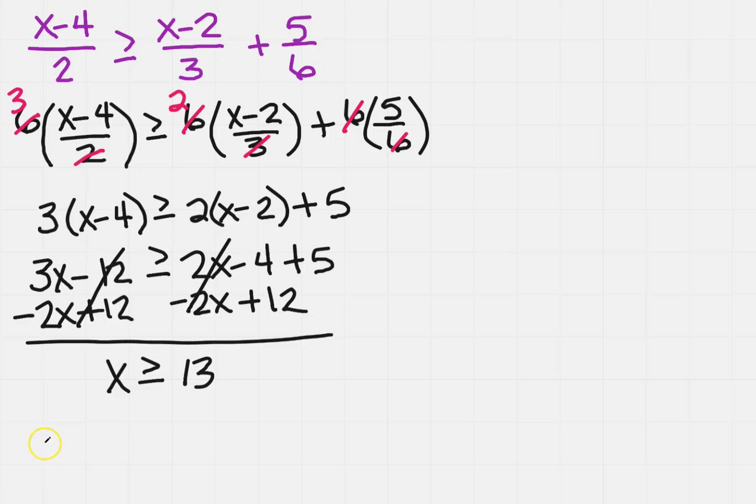Now we need to draw it on a graph so we can see what it looks like. The only number I see is a 13. It is including it, so it's going to be a bracket. Again, you might want to use a different color, and we're going to shade to the right.